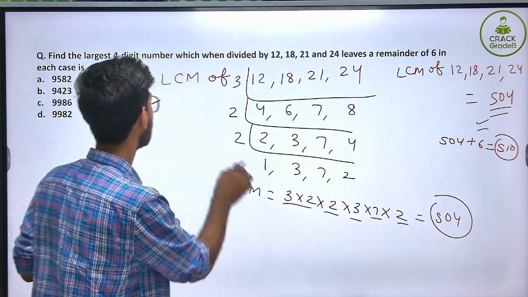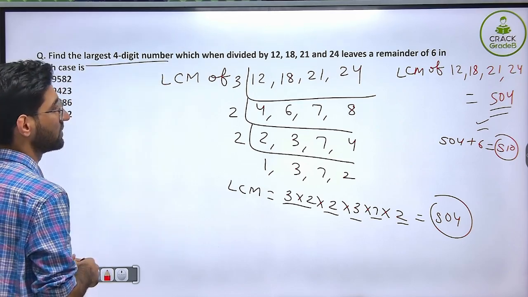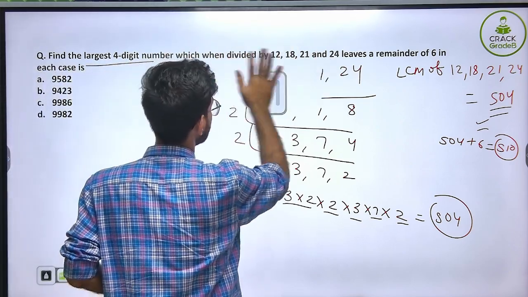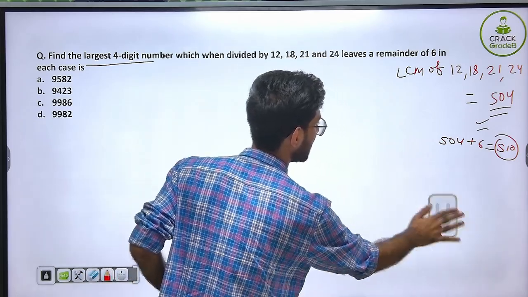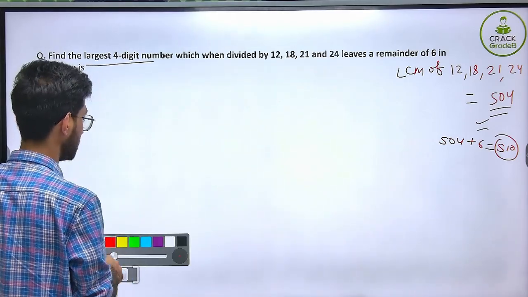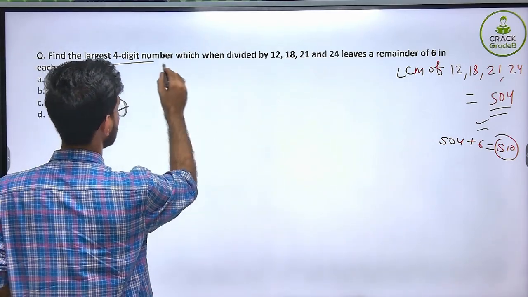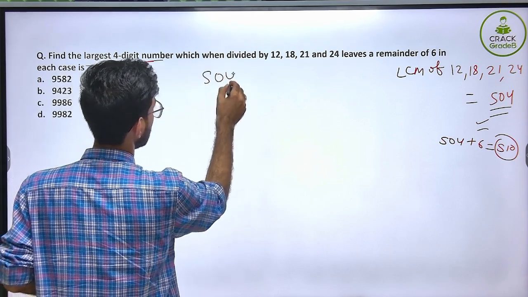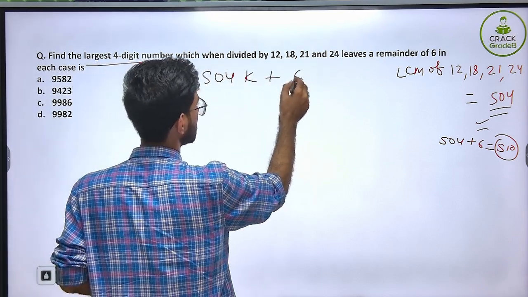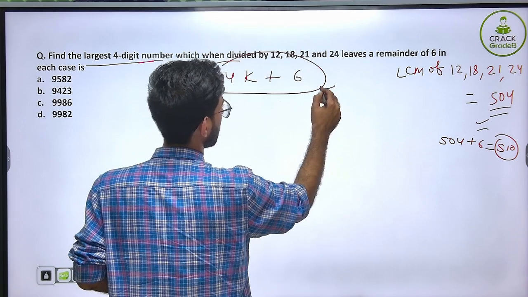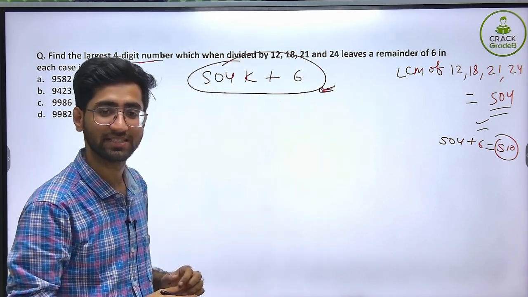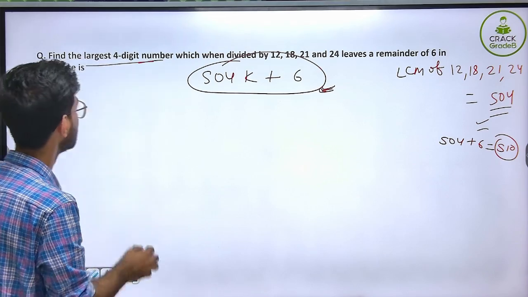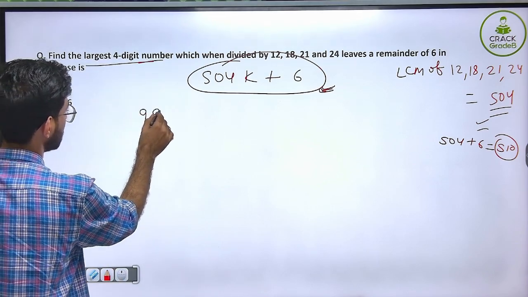But wait, we have to answer the largest 4-digit number. So how will we find the largest 4-digit number? There is a simple way to find it. See, we can say that this number is of the form 504k plus 6. We have also learned about writing this number in yesterday's lecture, right? And what is the largest 4-digit number?